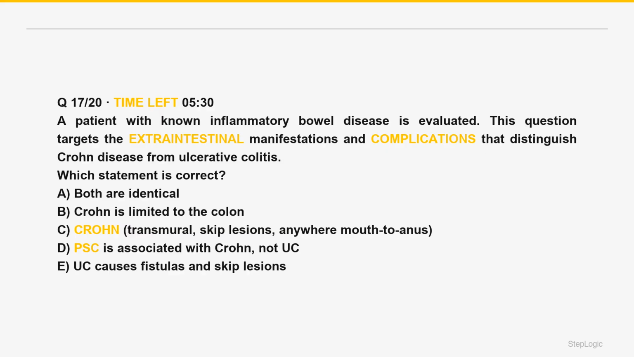Which statement is correct? A patient with known inflammatory bowel disease is evaluated. This question targets the extraintestinal manifestations and complications that distinguish Crohn's disease from ulcerative colitis. Read the command: which IBD complication statement is correct. Crohn's: transmural, skip lesions, fistulas, strictures, granulomas. UC: mucosal, continuous, colon, increased colorectal cancer, toxic megacolon, PSC. Shared extraintestinal manifestations.